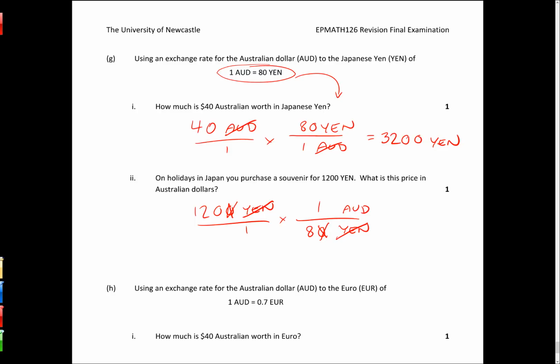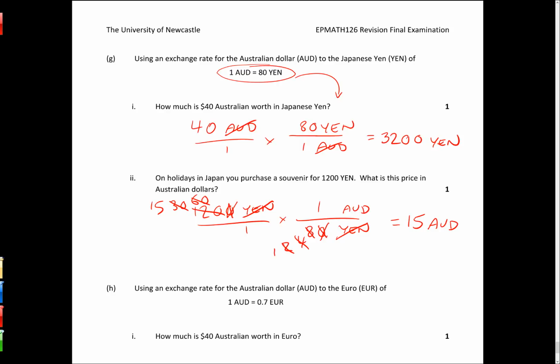Truth is, I could go in and do that division, what's 120 divided by 8, or I could keep simplifying. Half of 8 is 4, half of 120 is 60. Let's do it again. Half of 4 is 2, half of 60 is 30. Let's do it again. Half of 2 is 1, half of 30 is 15. Alright, my answer is 15 times 1 on 1 times 1, it's 15 AUD.